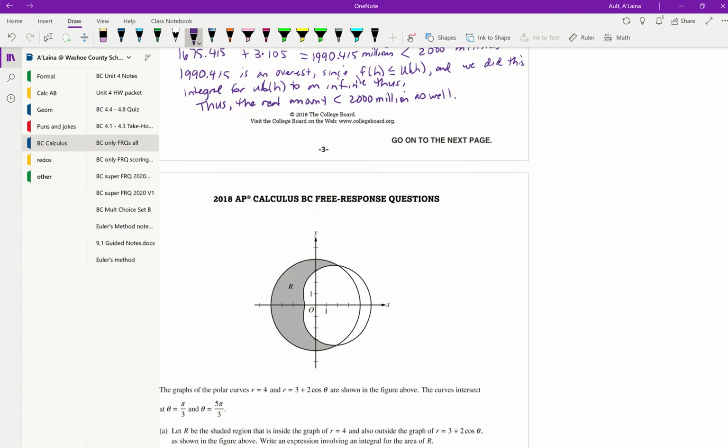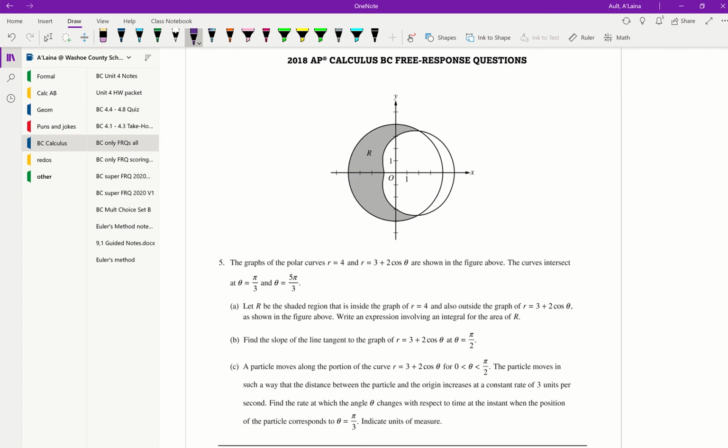All right, the next question that was a BC question for 2018 was question number 5. This one is non-calculator active. So we have the graphs of polar curves r equals 4. Okay, so that's a circle with a radius 4. That's this one. And r equals 3 plus 2 cosine of theta. That's this one. Are shown in the figure above. That's that limaçon with a dimple. The curves intersect at theta equals pi over 3 and also at theta equals 5 pi over 3.